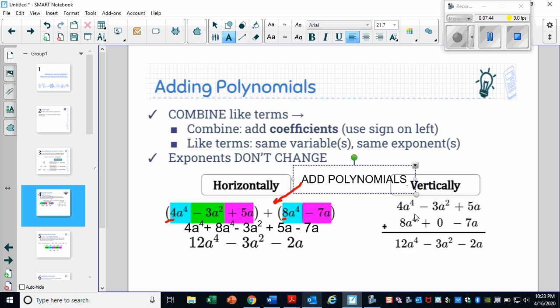Then you could do it vertically as well, where you take your first polynomial and then you write the second polynomial directly underneath. Again, look at your like terms. Like terms, same variables, same exponents. And even here, 5a, 7a. You don't see an exponent, but in both cases, the exponent is 1.